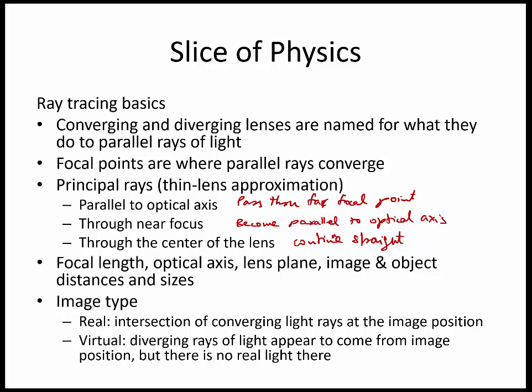Real images are intersection of converging rays at the image position. Virtual images are diverging rays of light that appear to come from the image position, but there is no real light there.